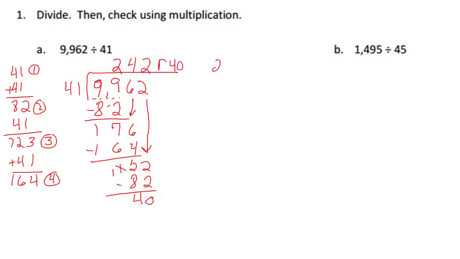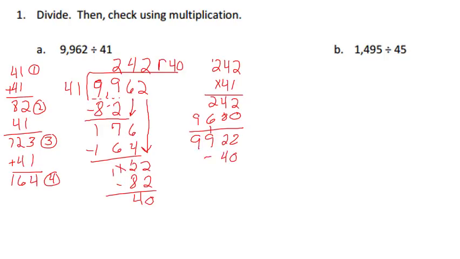Now let's go ahead and do our check. We have 242, multiply that by 41, and we get 242 because we're multiplying by 1. Now we put our placeholder, and 4 times 2 is 8, 4 times 4 is 16, and 4 times 2 is 8, and 1 is 9. We add these up, carry our 1. We have 9,922, but we have to add in our remainder, and we end up with 9,962, which is exactly what we started with.